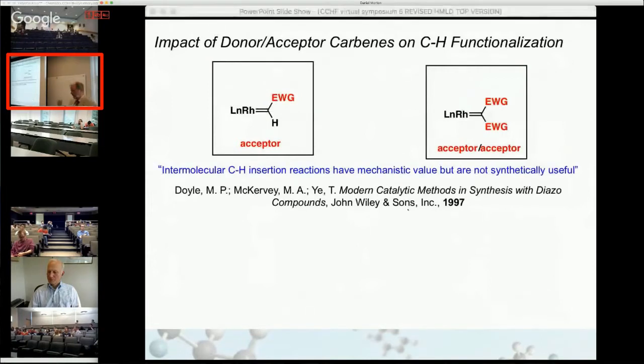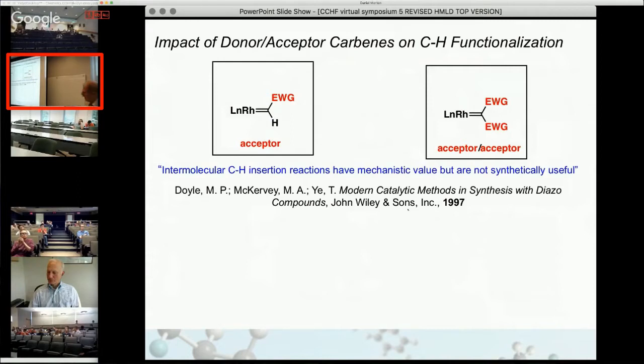which actually shows 1997, which is the first year that we demonstrated this idea of CH functionalization. The general opinion back then was intermolecular CH insertions, and I quote, reactions have mechanistic value but are not synthetically useful, because you really had to go to the intramolecular sense to be able to get clean, useful synthetic transformations.